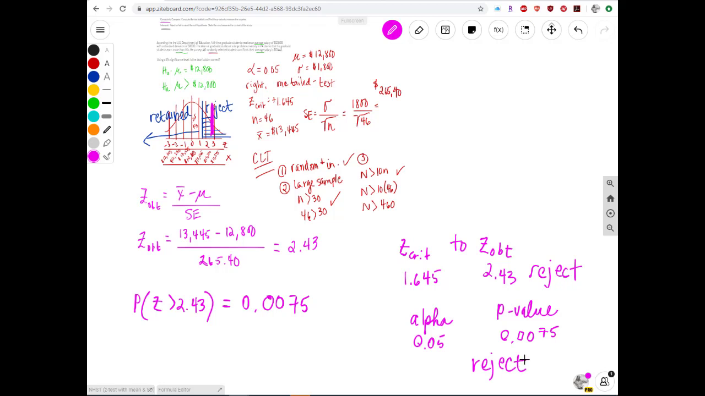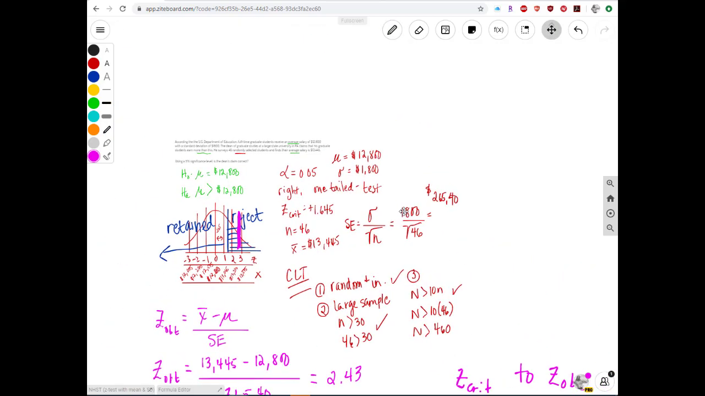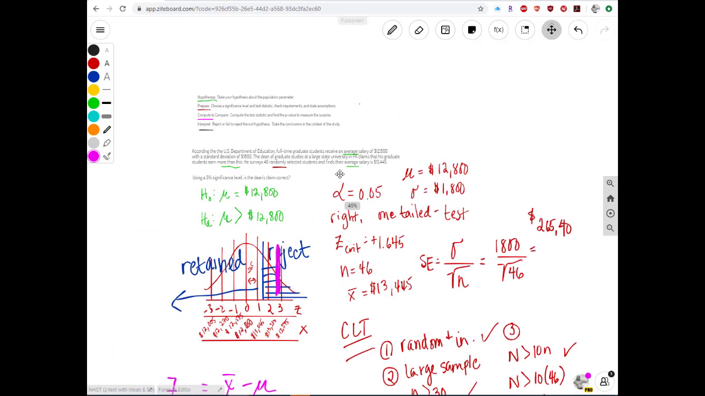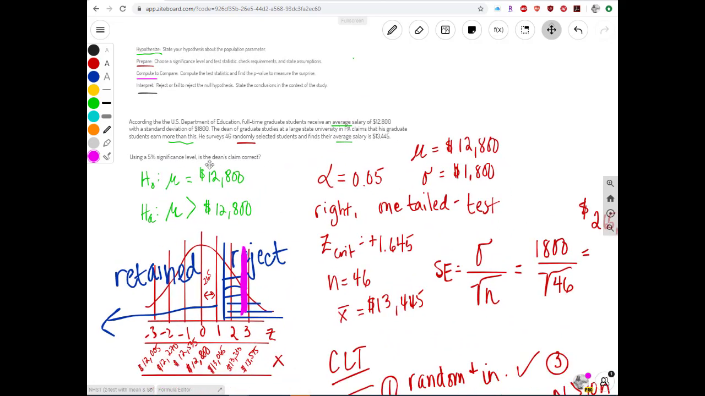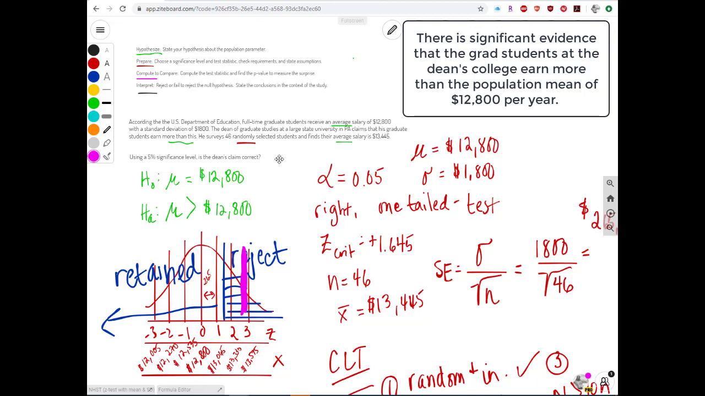Okay, so the last part is asking, what does this mean in context? So let's go back to our problem right here. And the original problem was, according to the U.S. Department of Education, full-time graduate students receive an average salary of $12,800 with a standard deviation of 1,800. A dean had claimed that his graduate students actually earned more than this, and according to his sample, there is significant evidence that his grad students earn more than the population average salary.